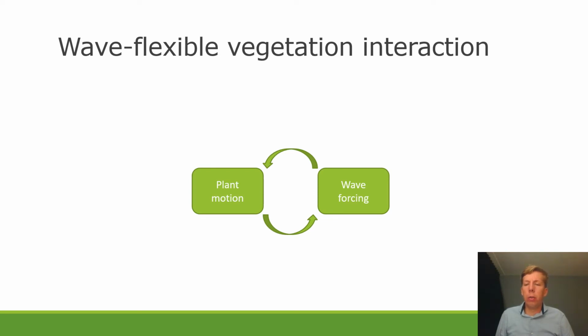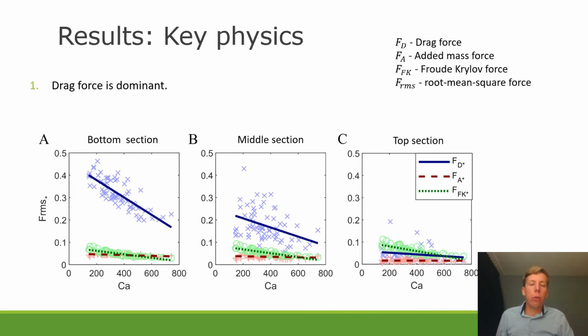So we try to understand what is really important in solving this interaction between plant motion and wave forcing. To do so, we first look at the most important forces based on our measured water particle velocities and the vegetation motion. And we find that the drag force is dominant, especially in the bottom and middle section. In the top section, the added mass force and Froude-Krylov force are of similar magnitude, but are of much smaller magnitude than the drag force in the lower sections.